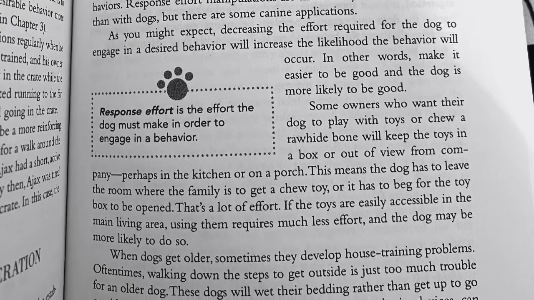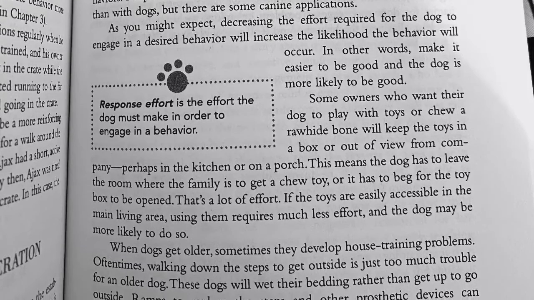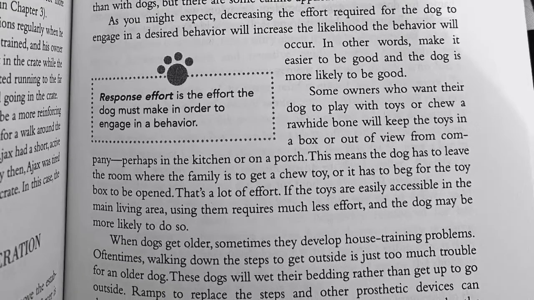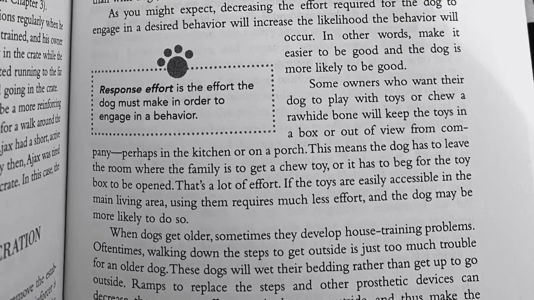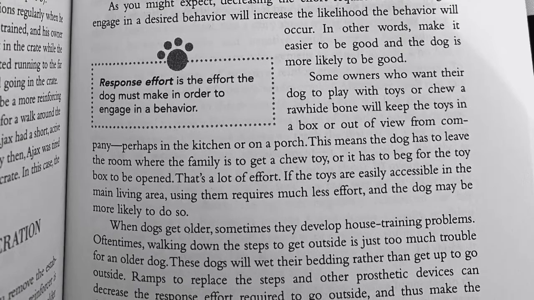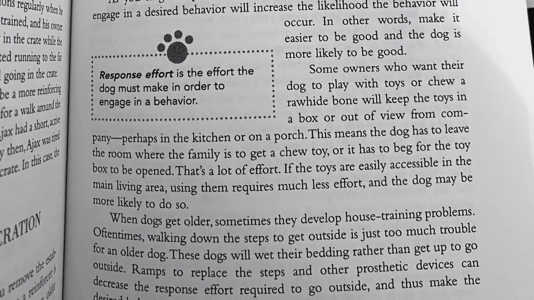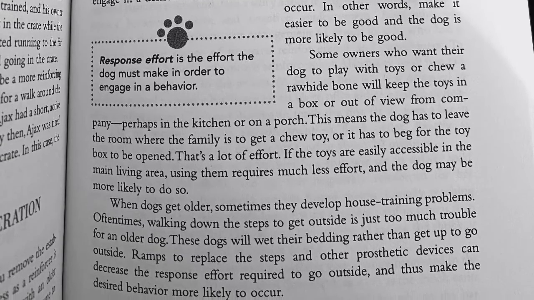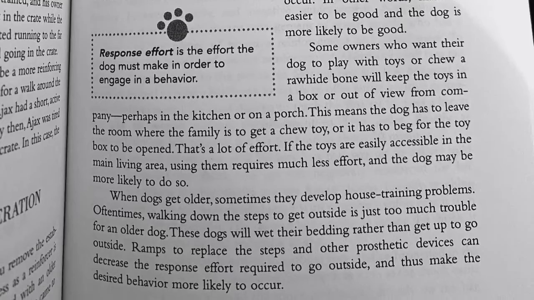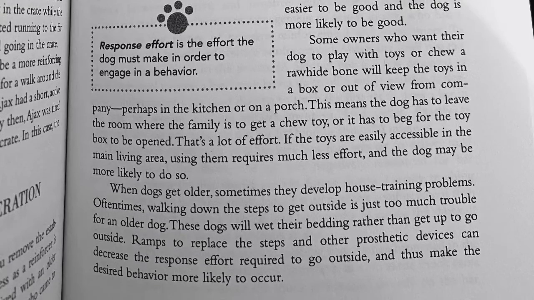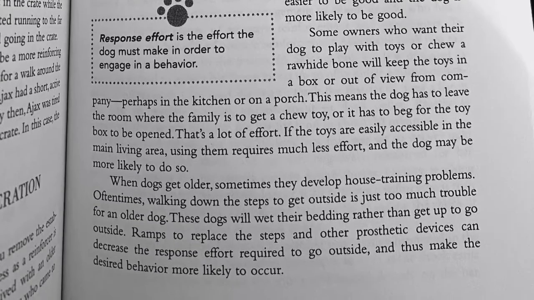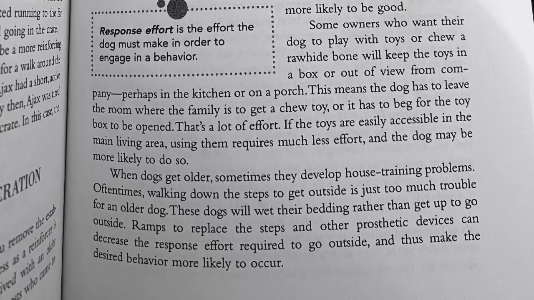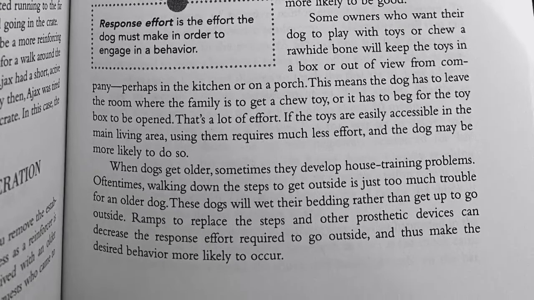When dogs get older, sometimes they develop house training problems. Oftentimes, walking down the steps to get outside is just too much trouble for an older dog. These dogs will wet their bedding rather than get up to go outside. Ramps to replace the steps and other prosthetic devices can decrease the response effort required to go outside, thus making the desired behavior more likely to occur. Response effort is the effort the dog must make in order to engage in a behavior.